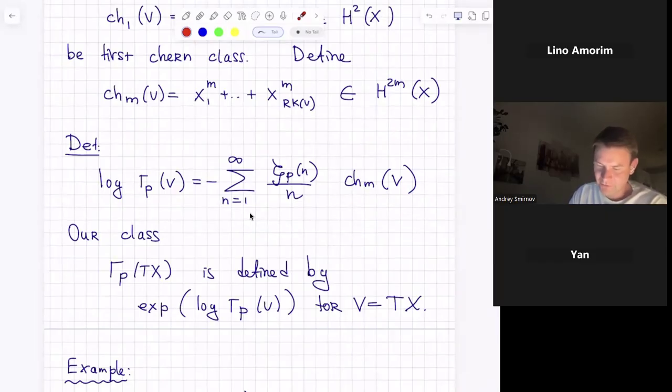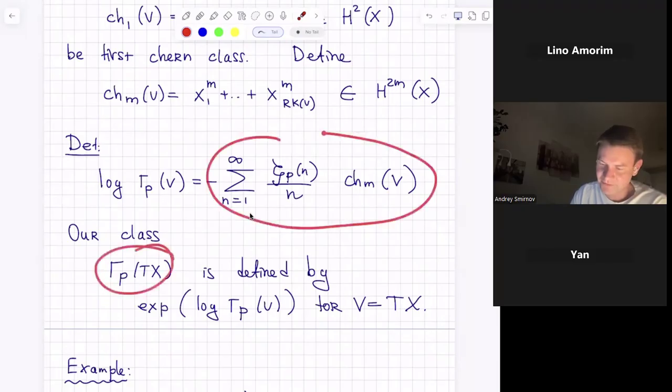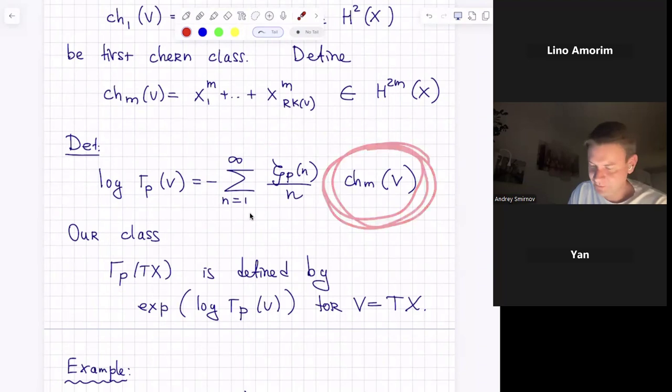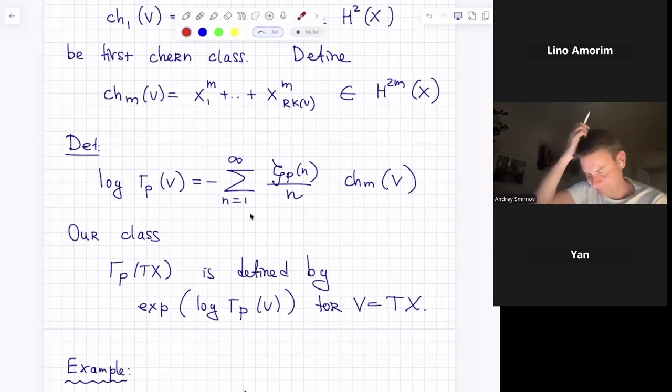And this now gives you the gamma class of any tangent bundle, which is just defined as the exponent of this sum. Again, this exponent is in general well defined because multiplication by these Chern classes is a nilpotent operation, so everything is well defined here. In particular, I can define it for the tangent space, and that gives you some cohomology class, and the coefficients of this cohomology class are exactly those p-adic numbers I mentioned.